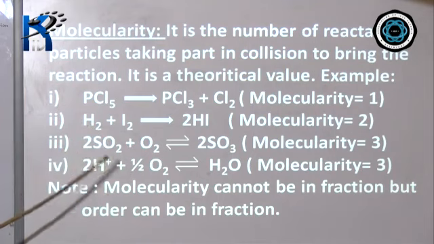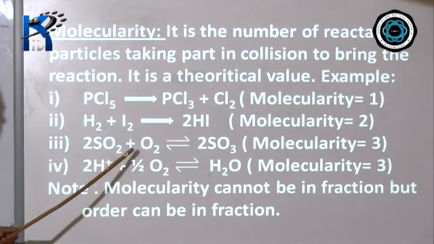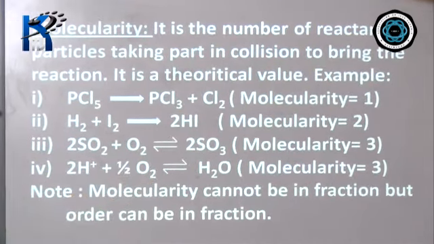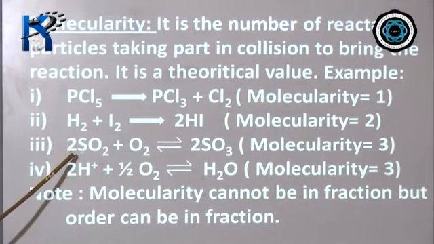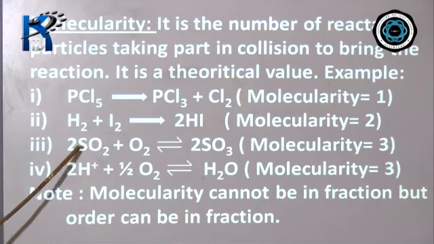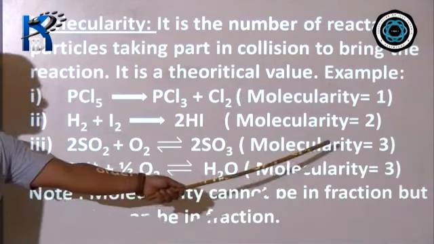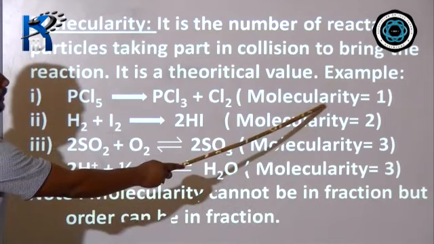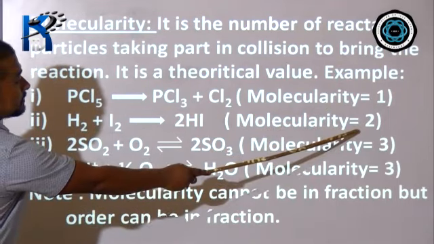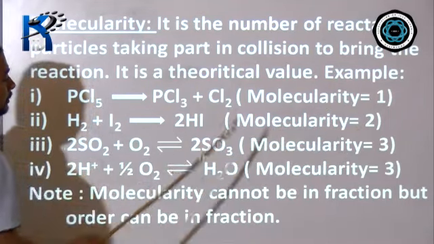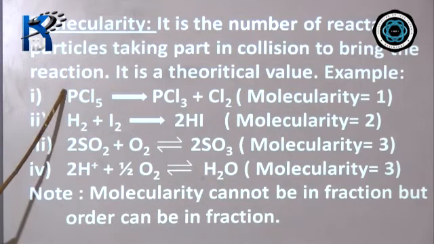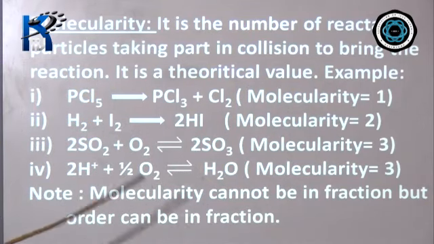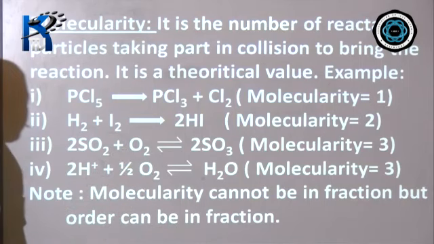Now in the third example, sulfur dioxide reacts with oxygen to give you sulfur trioxide. The coefficient of sulfur dioxide is 2 and oxygen is 1. So 2 plus 1 makes it 3. So its molecularity is 3, meaning it is a trimolecular reaction. So students, do remember, if the molecularity is 1, we call it a unimolecular reaction, 2 means bimolecular reaction, 3 means trimolecular reaction. And we determine it by seeing the coefficient of the reactant. By adding the coefficients of the reactants, we get the value of molecularity.